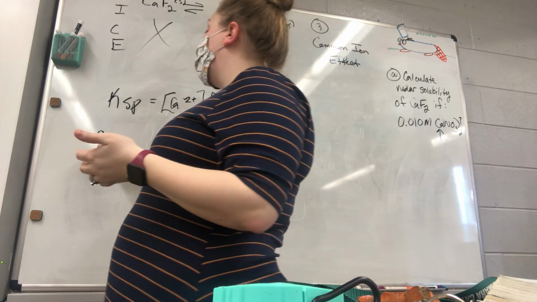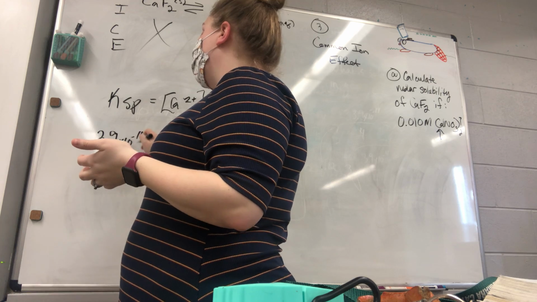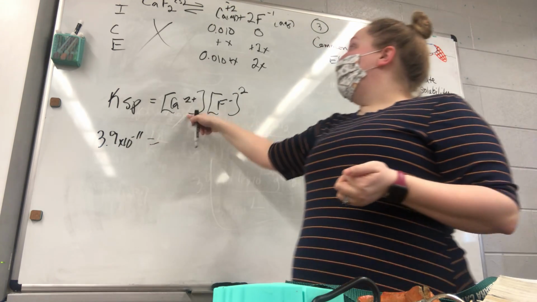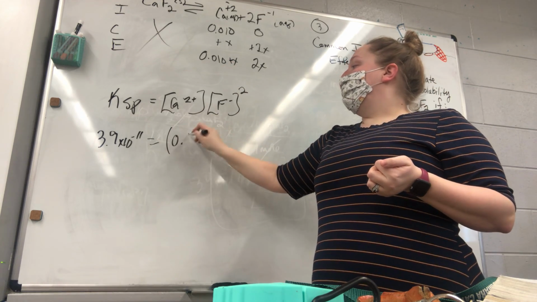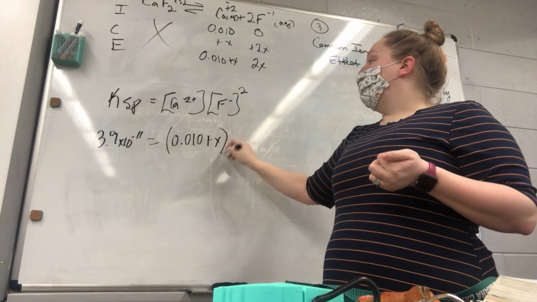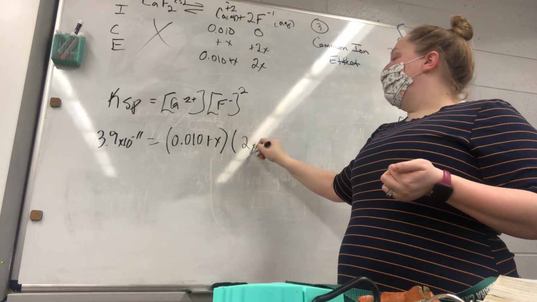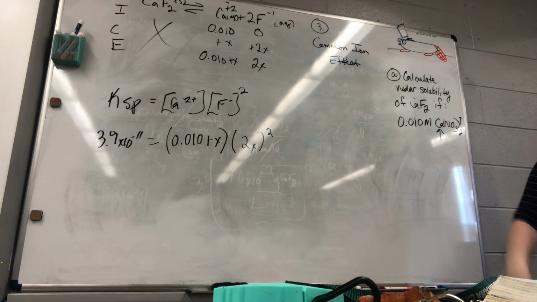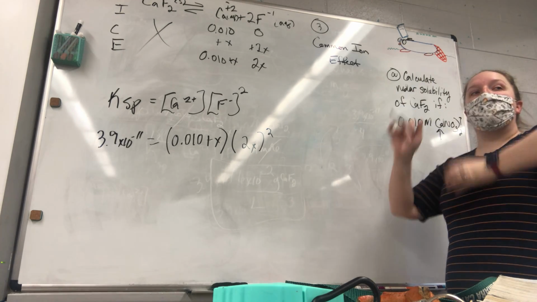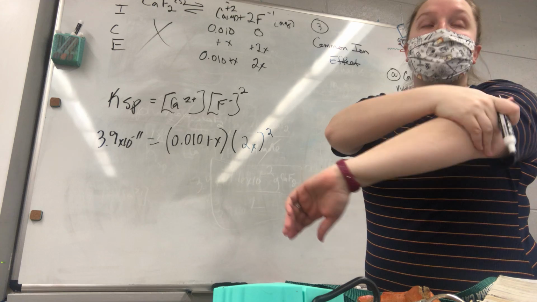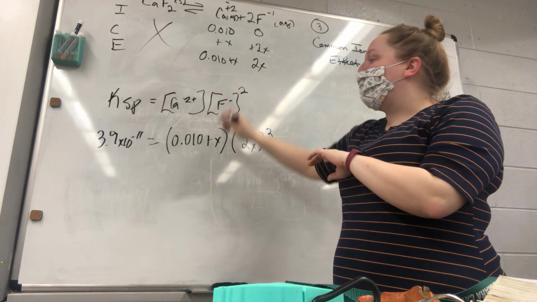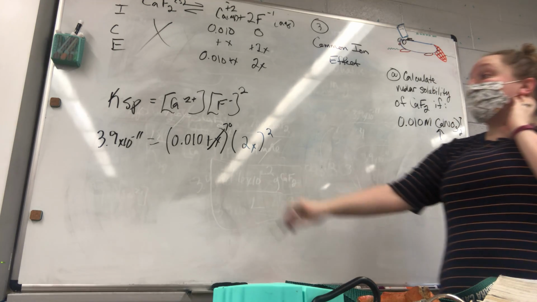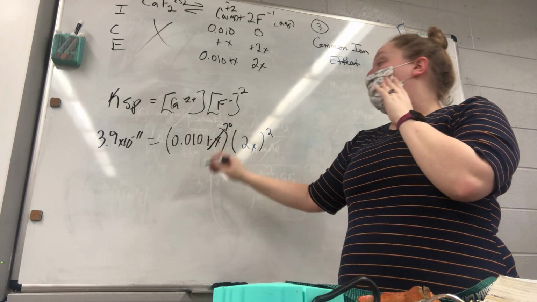We know that KSP is 3.9 from the previous problem, times 10 to the negative 11th. We know what calcium is going to be at equilibrium. And we know what fluorine is going to be at equilibrium. And you'll remember the shortcut we talked about. What was the shortcut? Let's ignore the addition of X. That means that this whole term just becomes 0.01.